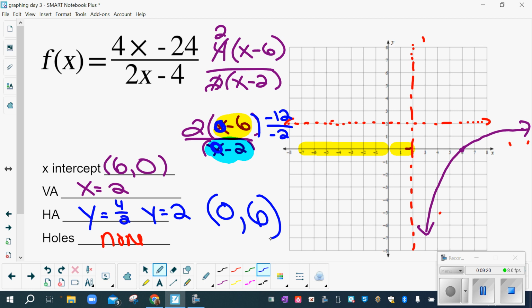So watch what happens. That tells me 0, 6. There's a zombie right there. That's where the other zombies are living, right? So where are they going to go? They're going to start up here and come cruising down and go like that. And that is the graph of this rational function.